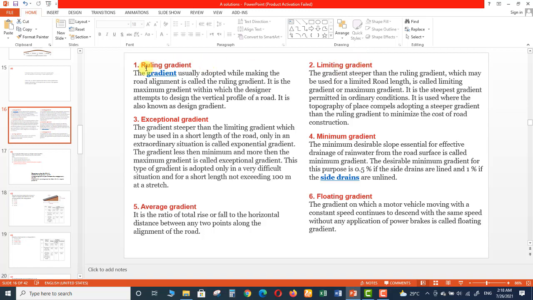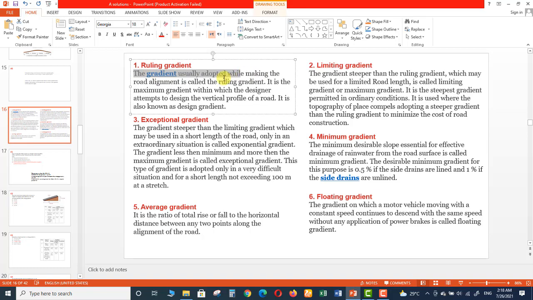What is ruling gradient? The gradient usually adopted while making the road alignment is called the ruling gradient. It is the maximum gradient within which the designer attempts to design the vertical profile of a road. So for designing a road, the designer considers the ruling gradient. It is also known as design gradient.